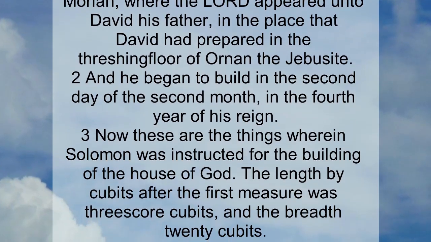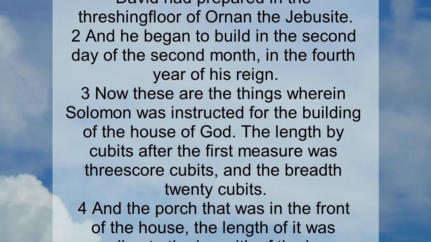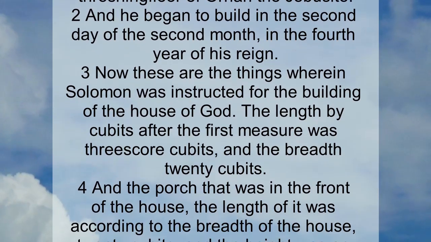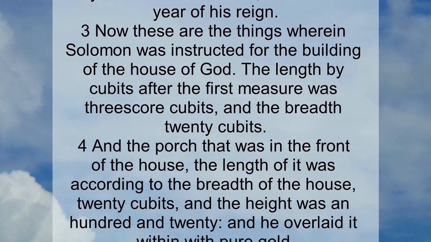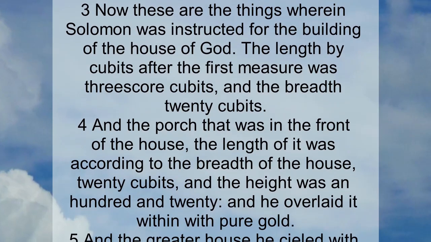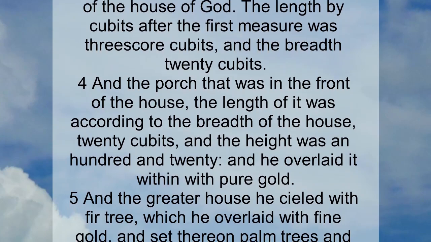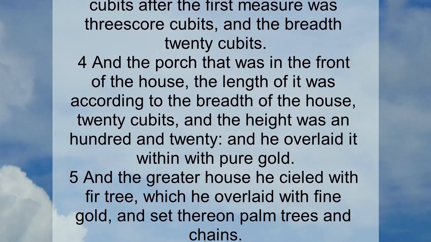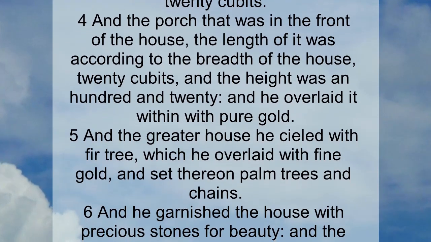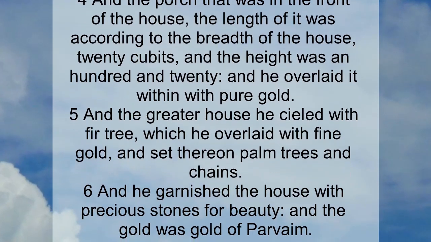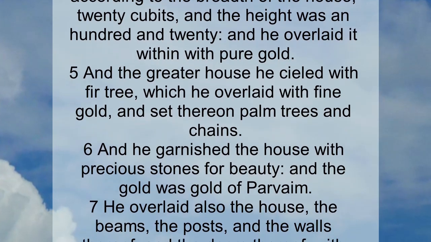The length by cubits after the first measure was 60 cubits, and the breadth 20 cubits. And the porch that was in the front of the house, the length of it was according to the breadth of the house, 20 cubits, and the height was 120, and he overlaid it within with pure gold. And the greater house he ceiled with fir tree, which he overlaid with fine gold, and set thereon palm trees and chains. And he garnished the house with precious stones for beauty, and the gold was gold of Parvaim.